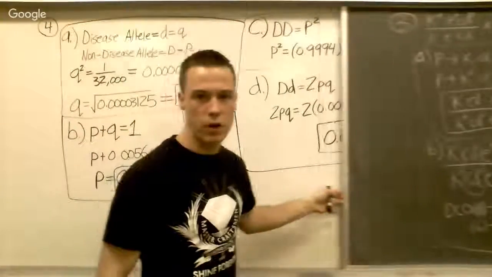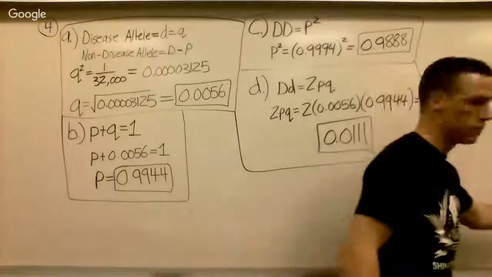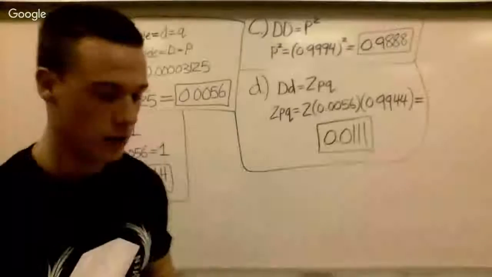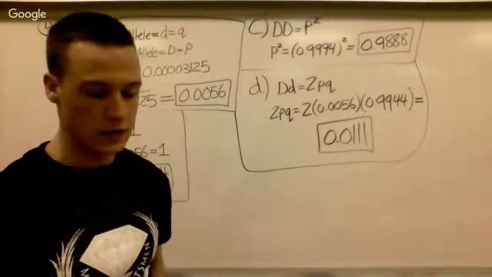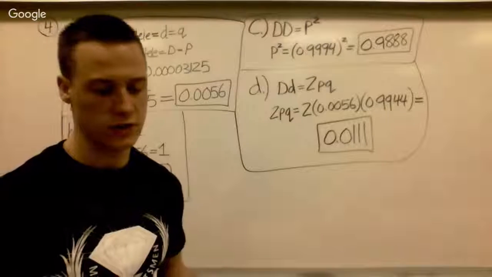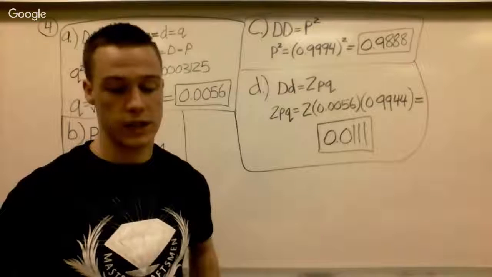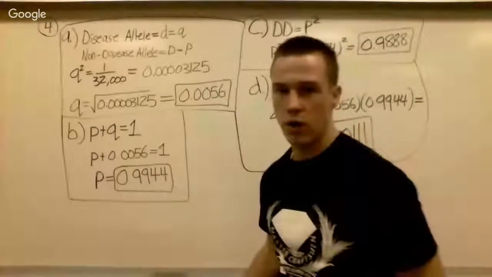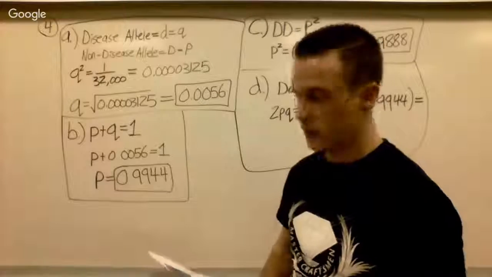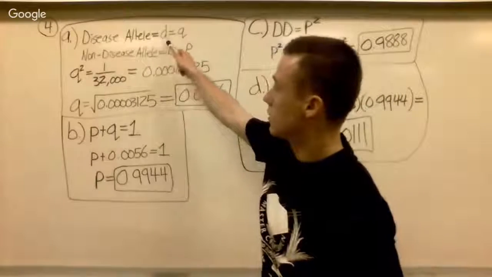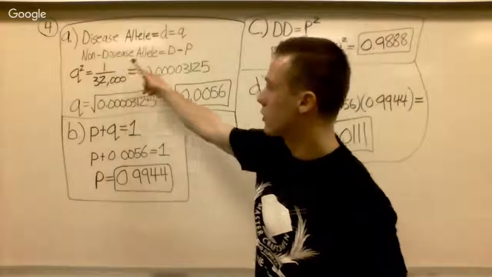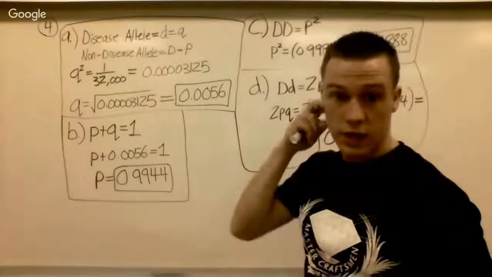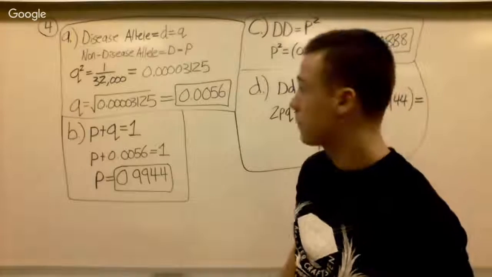Moving on to the last problem. Number 4 is talking about another disease, another syndrome, Chediak-Higashi syndrome. I'm not sure how to say it, but this time it's an autosomal recessive disease. So it's similar to problem 1, but now we're dealing with an autosomal recessive disease. So this time our disease allele is our recessive gene, which is Q, and our non-disease allele is our capital, which is P. If we want to find Q, it says that it affects 1 in 32,000 people.